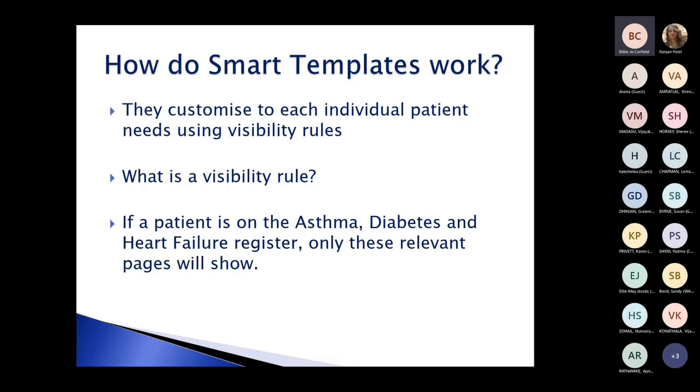So how do smart templates work? They customize to each individual patient's needs using visibility rules. What I mean by visibility rules is that, for example, if a patient is on an asthma QOF register, we build concepts within the template to allow only these pages to show for the patient. Another example is if a patient was on asthma, diabetes and heart failure registers, then only these relevant pages would show.